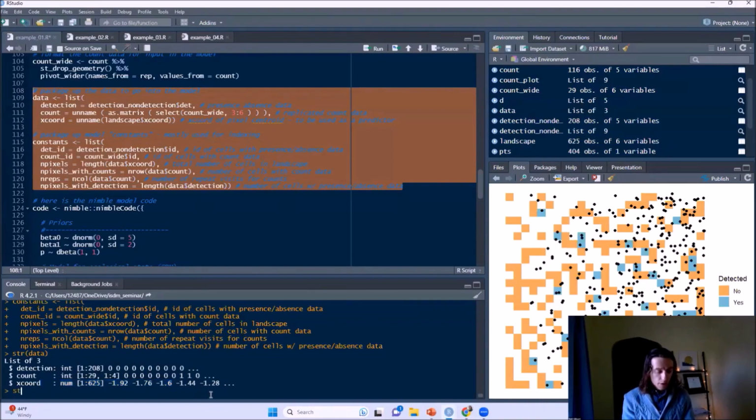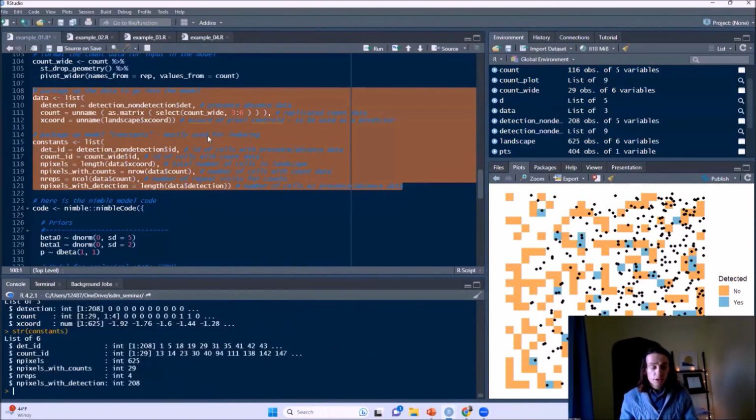So that was our data. And then the constants list just gives us some information that will be used for indexing in the model. So det ID and count ID are the cell IDs of cells where we have the presence absence data and the count data. We've got the total number of pixels. We've got the number of pixels with count data, that's 29. The number of repeat visits, which is 4. And then the number of pixels with our presence absence or detection non-detection data, which is 208.